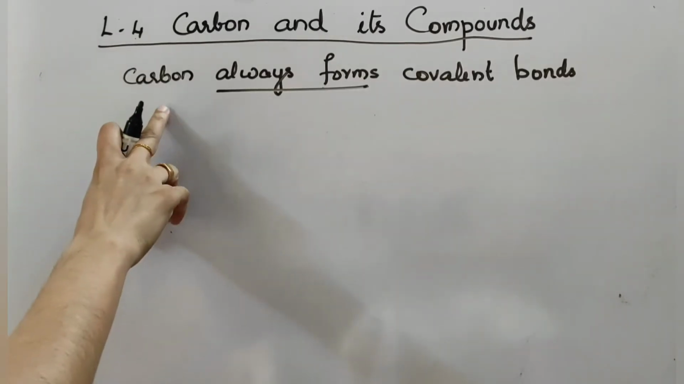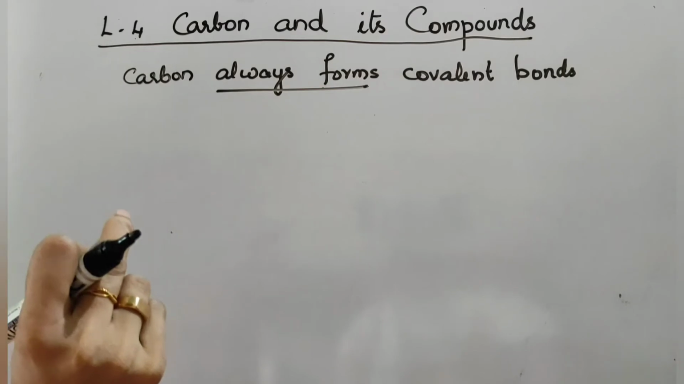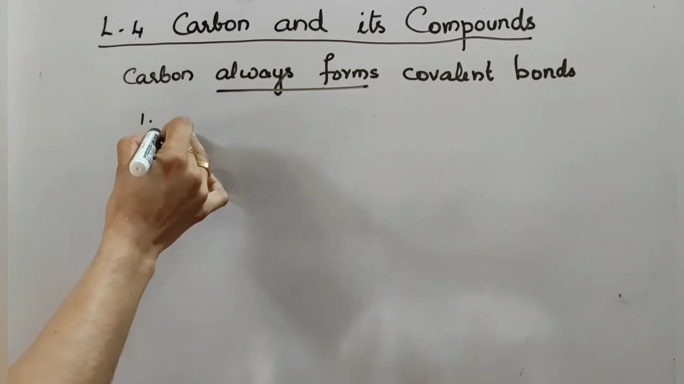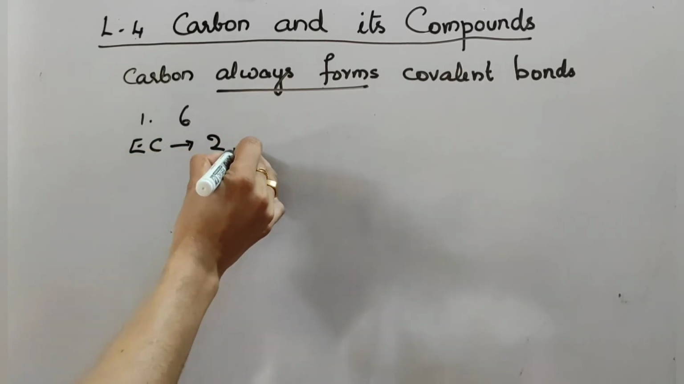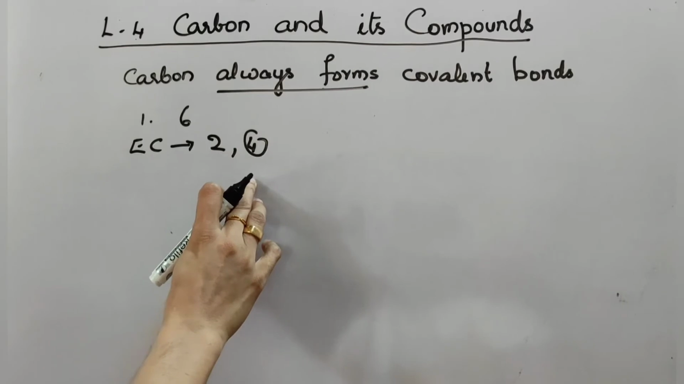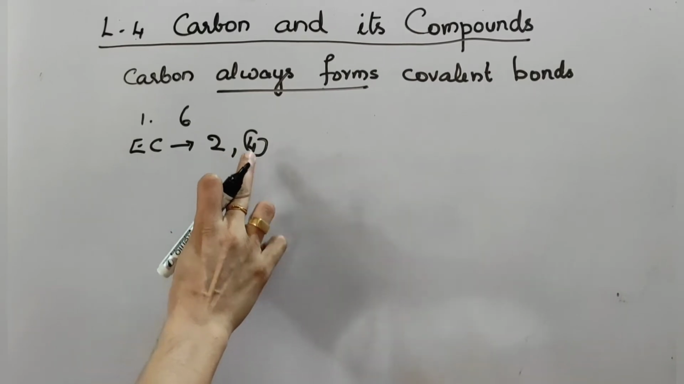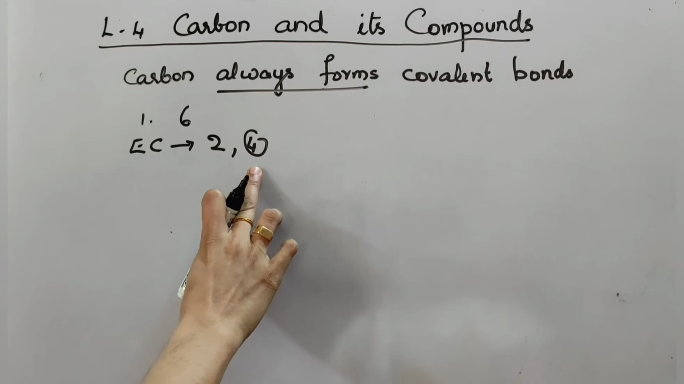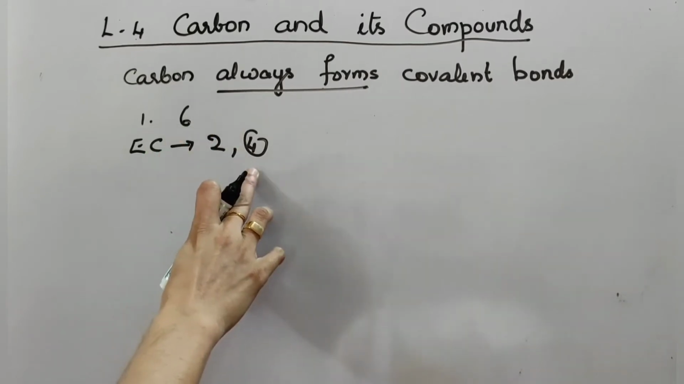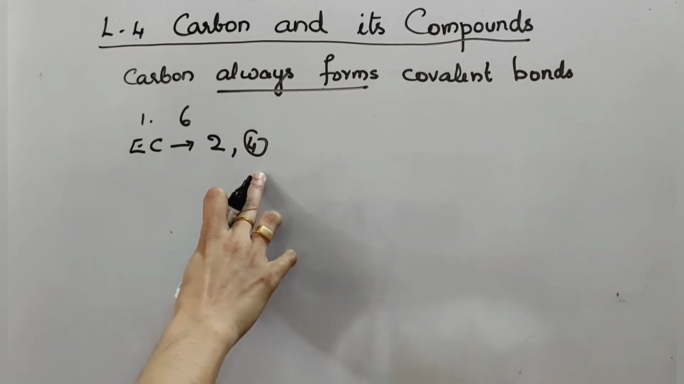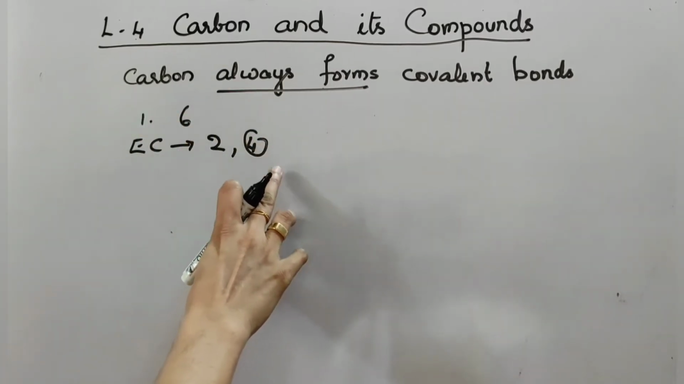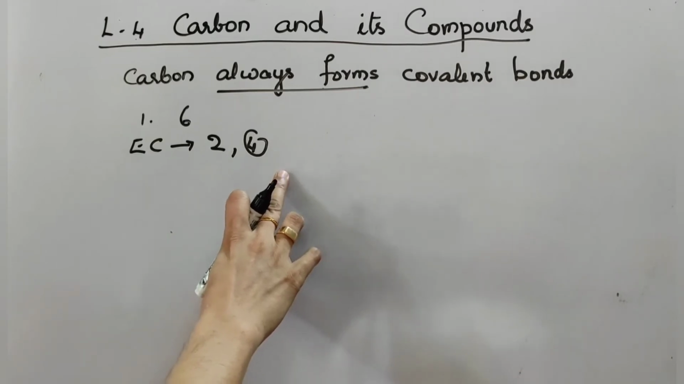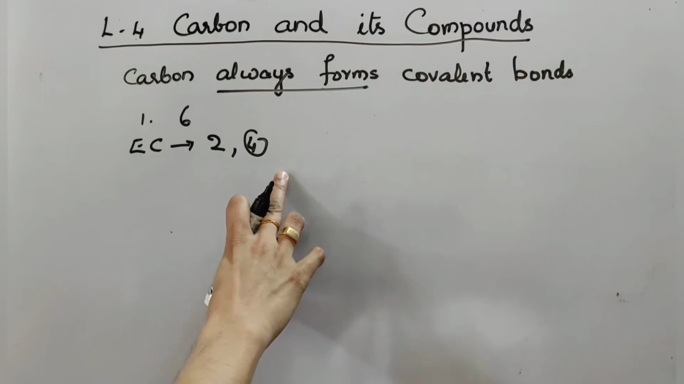The second introduction part: carbon always forms covalent bonds. We already know that the atomic number of carbon is 6. And the electronic configuration is 2, 4. Look at this. It is clear that carbon has 4 electrons in the outermost shell. Since the carbon atom has 4 electrons in the outermost shell, it should either lose or gain 4 electrons to achieve inert gas configuration. What is the meaning of inert gas configuration? The outermost shell contains 8 electrons, that means octet structure. They have to fulfill the octet structure.